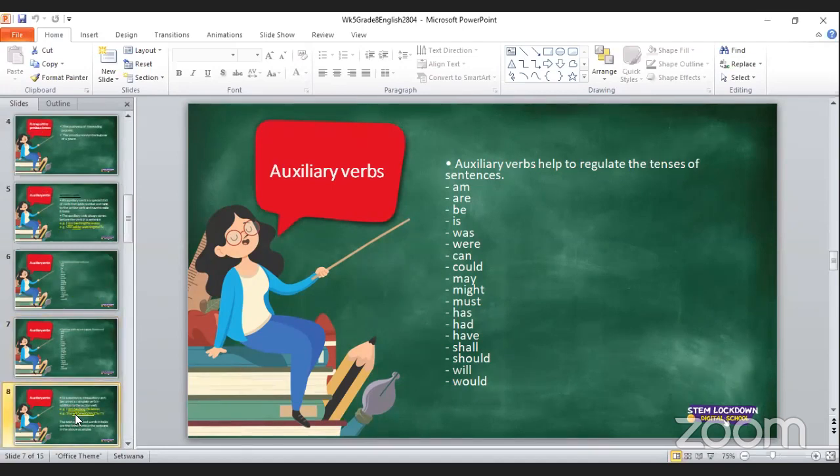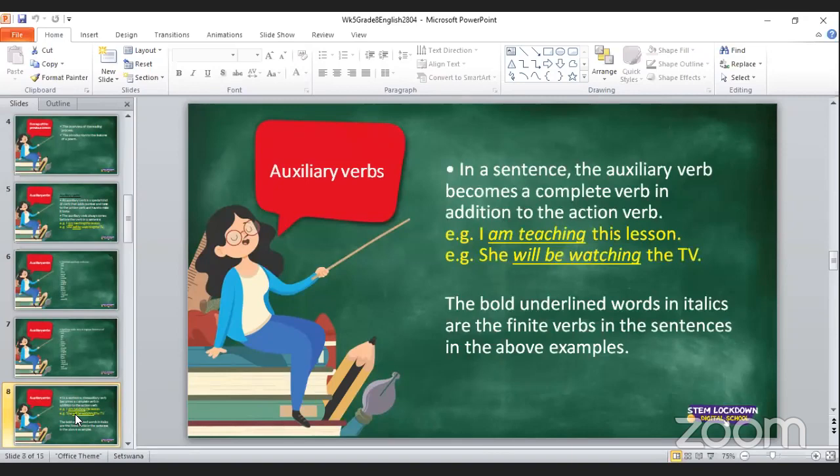Still on auxiliary verbs. In a sentence, the auxiliary verb becomes a complete verb in addition to the action verb, right? If you don't understand that, let's look at my example. It will help to bring this point home. So the first example: I am teaching this lesson.